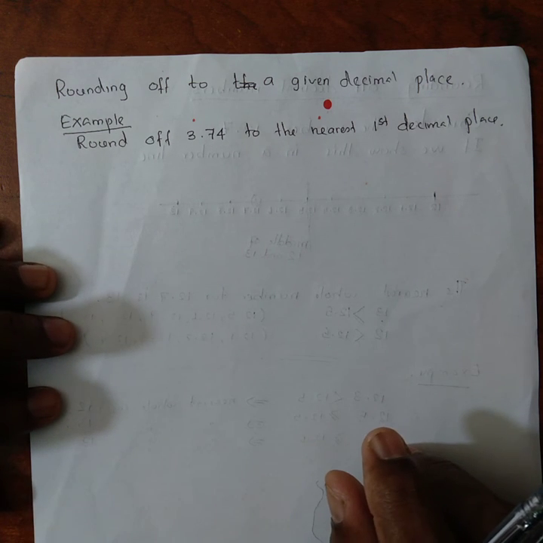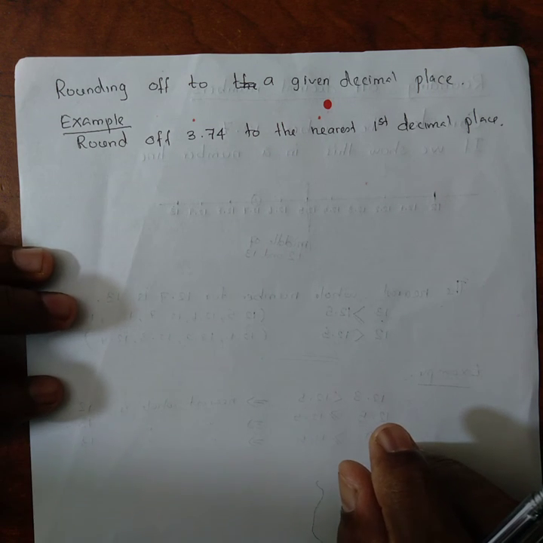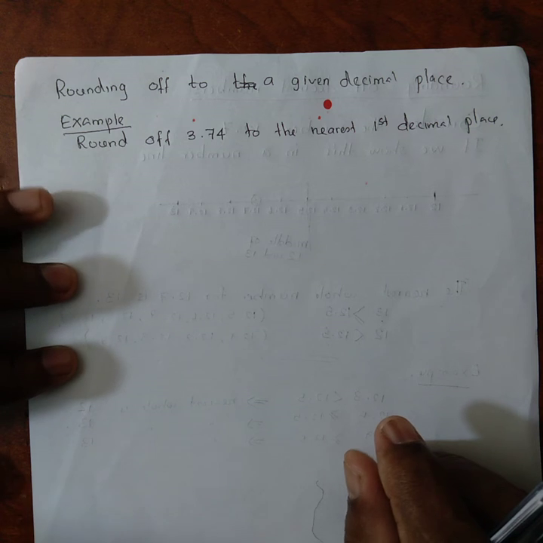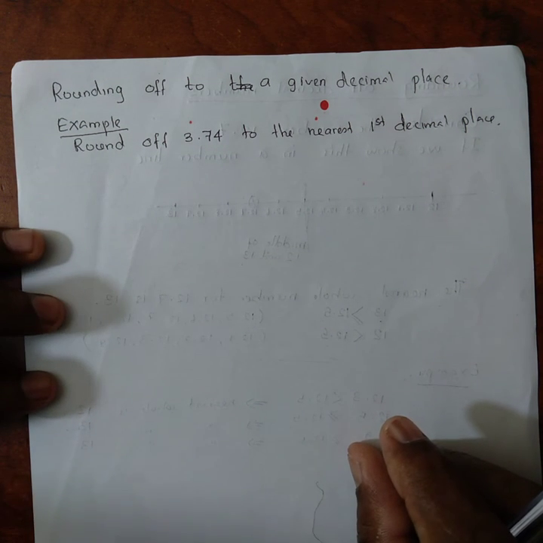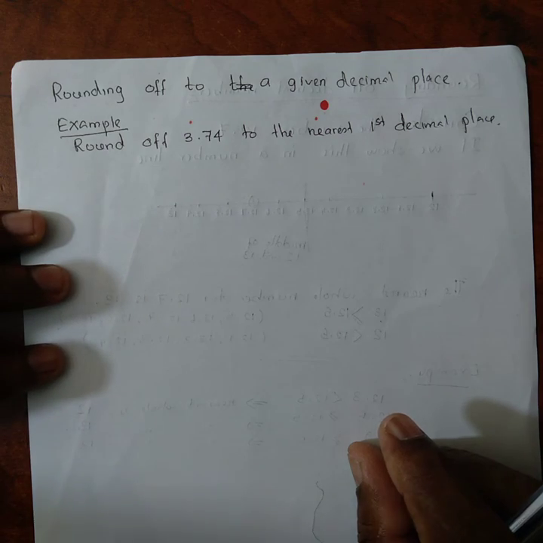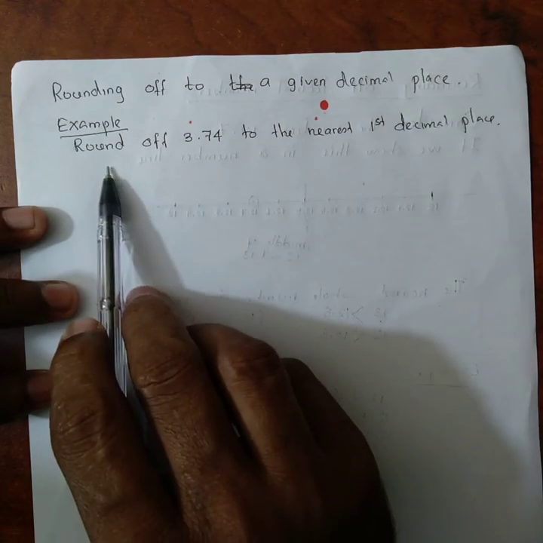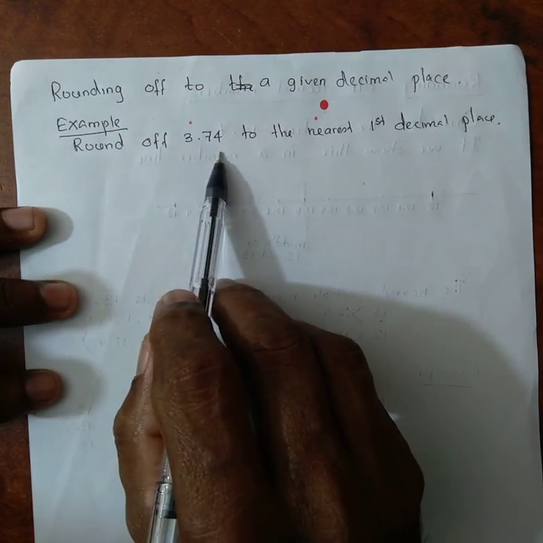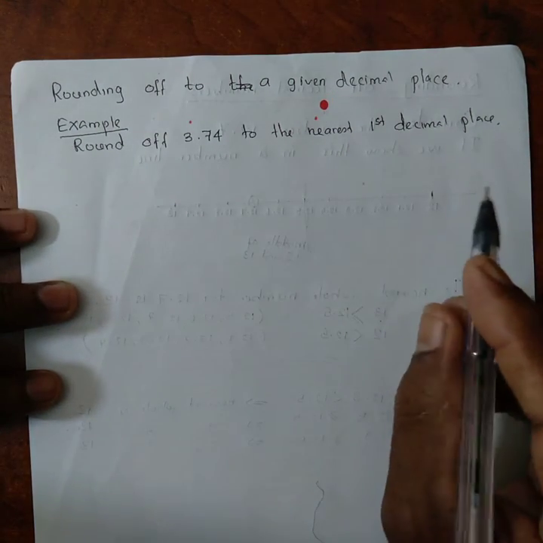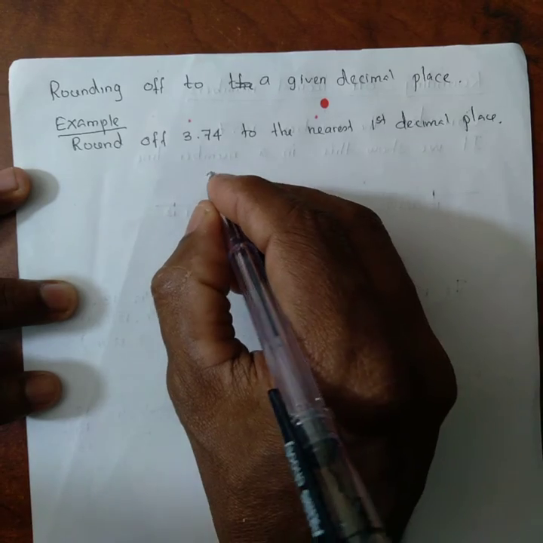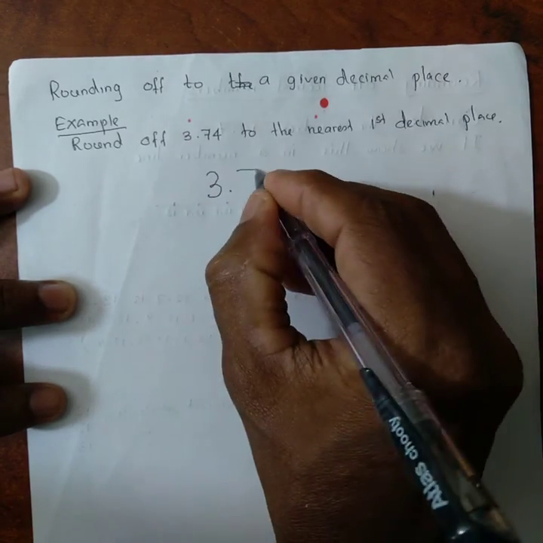Look at this, rounding off to a given decimal place. If they ask you to round off to the first decimal place or second decimal place, they may ask a question. For an example, round off 3.74 to the nearest first decimal place. If you have a number like this, say 3.74.